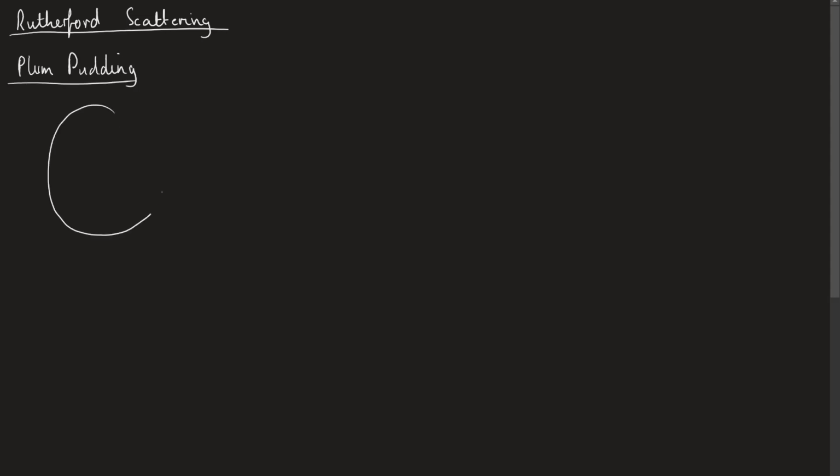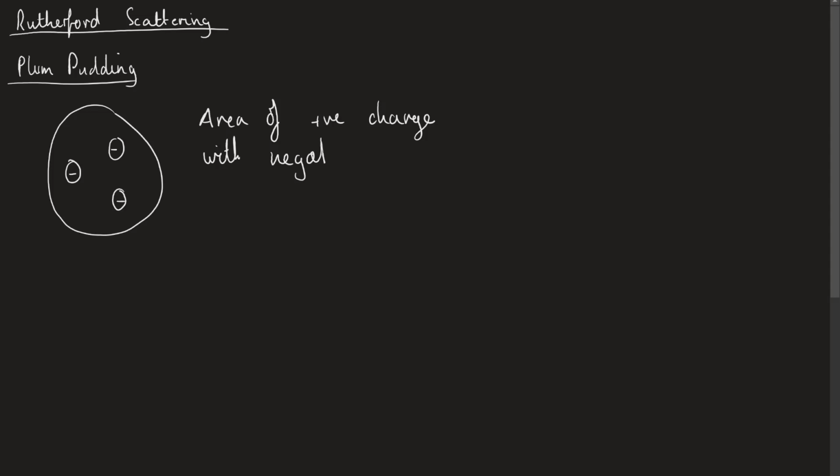Now the plum pudding model is you just have an area of positive charge with negative charges embedded in it. So you've got negative charges that are just embedded in this positive area so that you have an overall neutral charge. Now, we obviously know today this is not the case. This is not how we think about atoms.